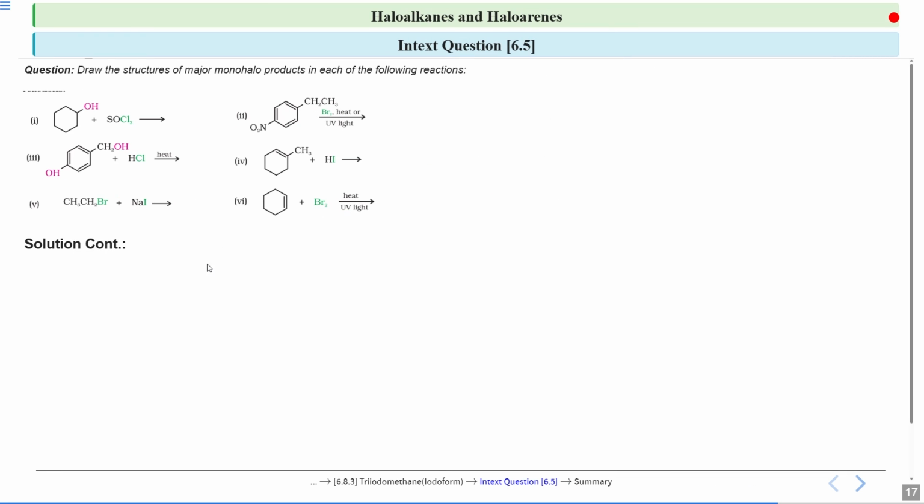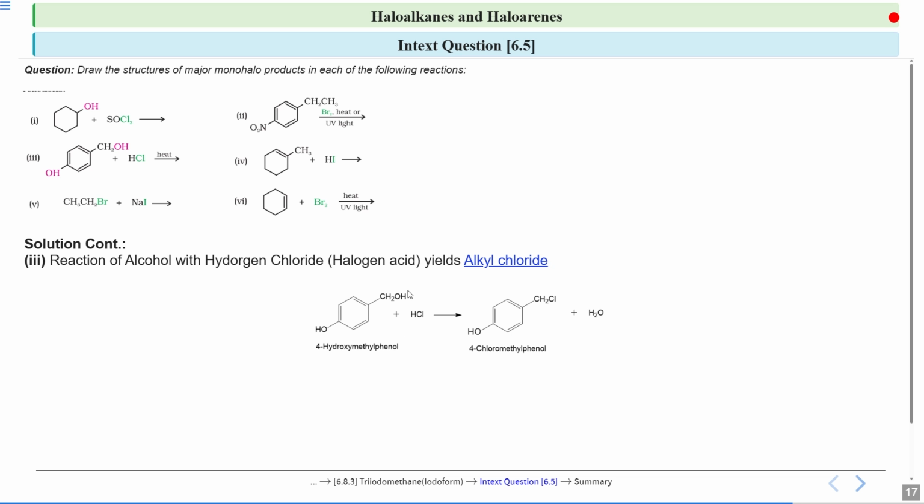Now let's see your third reaction. The third reaction is the reaction of alcohol with hydrogen chloride, or you can say halogen acid. The reaction of alcohol and hydrogen chloride yields alkyl chloride. What we are saying is, if you have this 4-hydroxymethyl phenol as your reactant and it is reacting with halogen acid or HCl, this OH will be replaced by the chlorine, and you will get 4-chloromethyl phenol as your major product, plus a water molecule will be released from the reaction mixture.